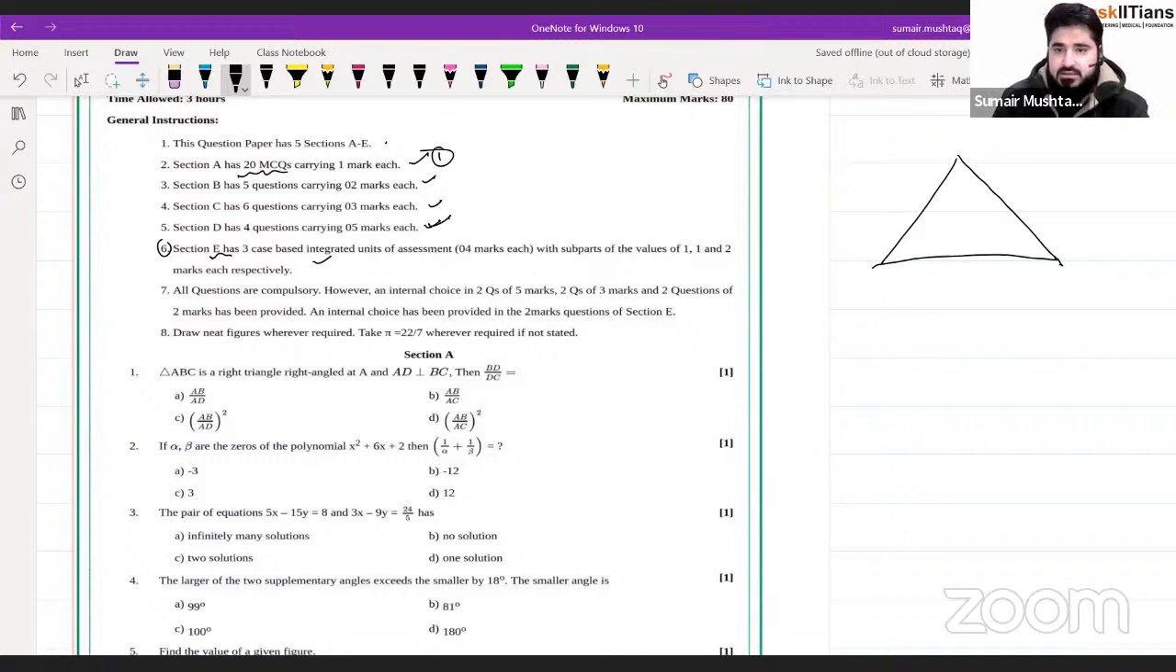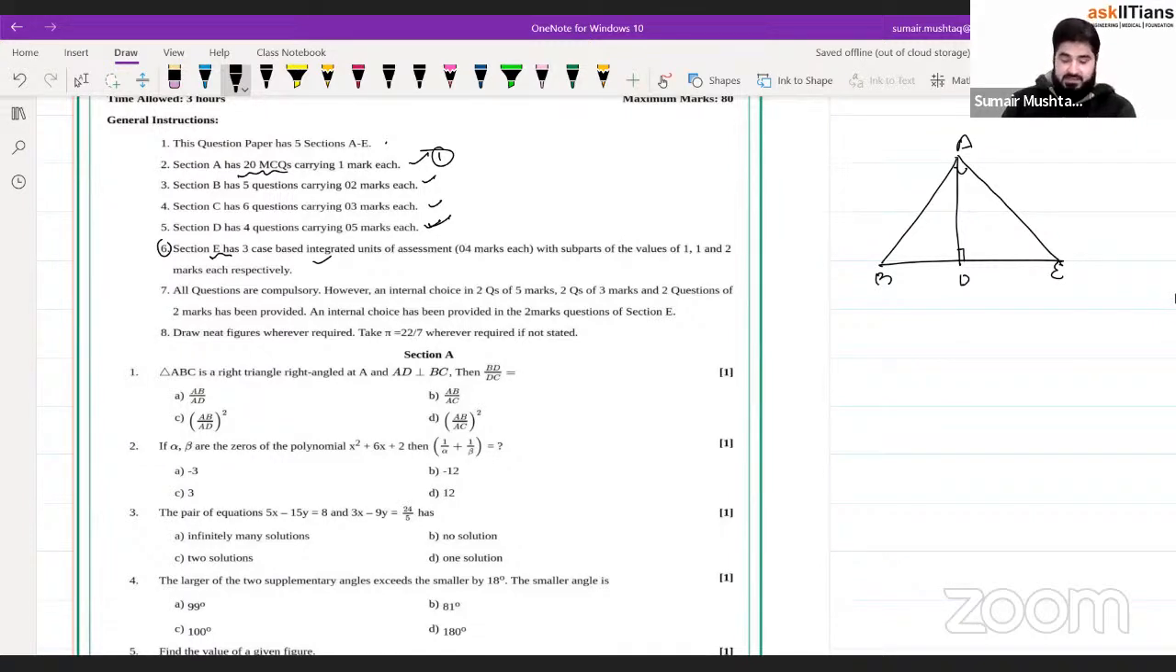This is A, this is B, this is C. This is a right triangle, and AD is perpendicular to BC. This is AD. In fact, you can get two similar triangles from here.